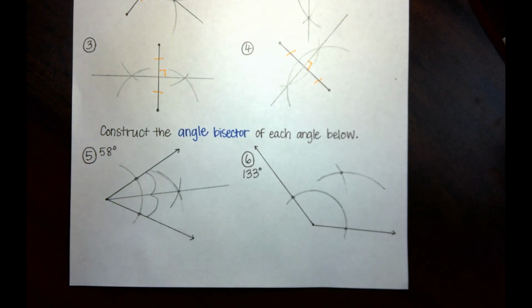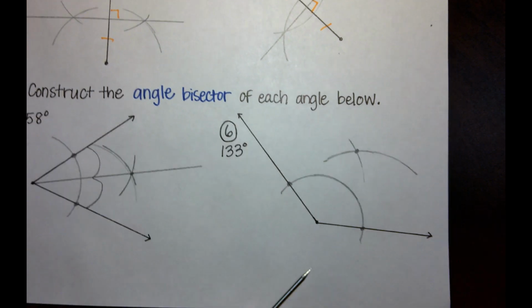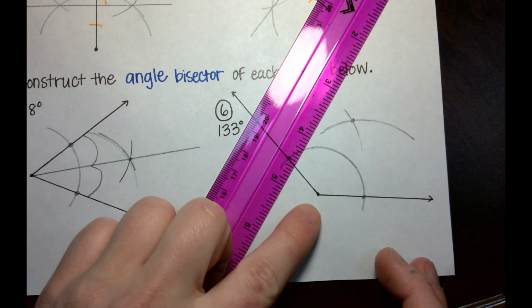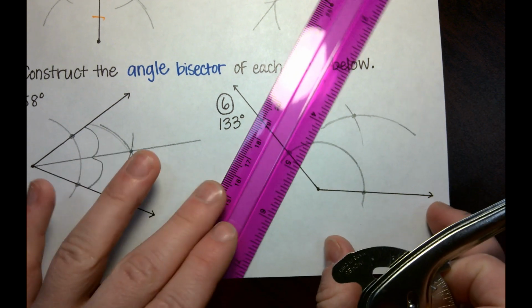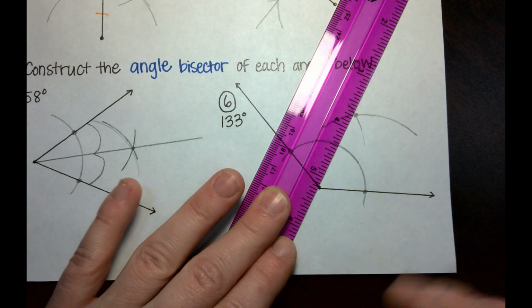And once I've got it marked, where do I draw my line? Vertex to your new intersection. Good. Vertex to the new intersection, that third one we did. So connect the dots.